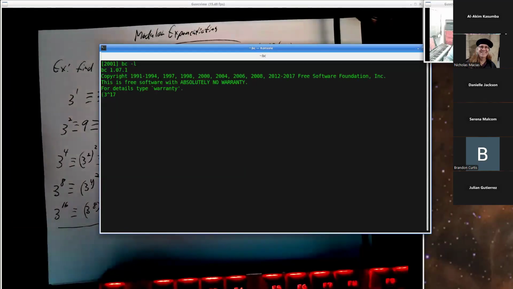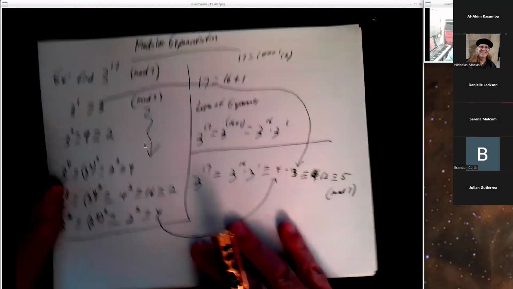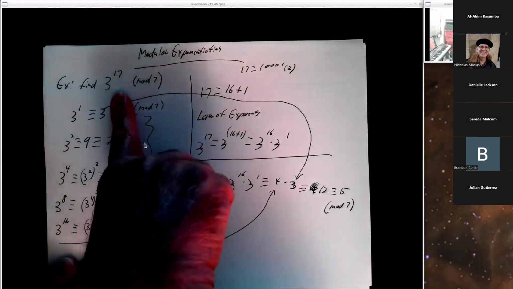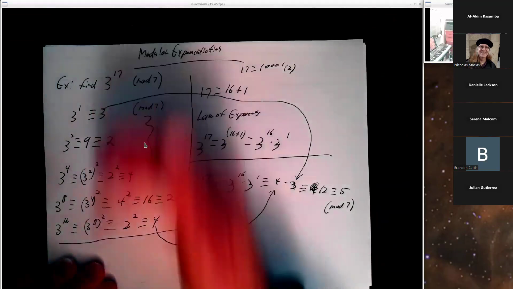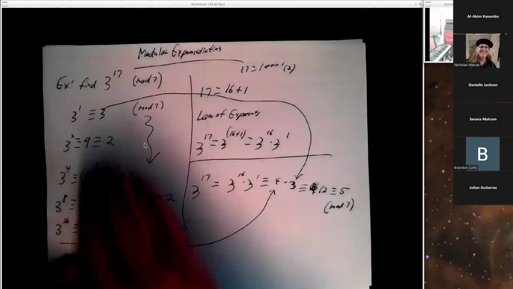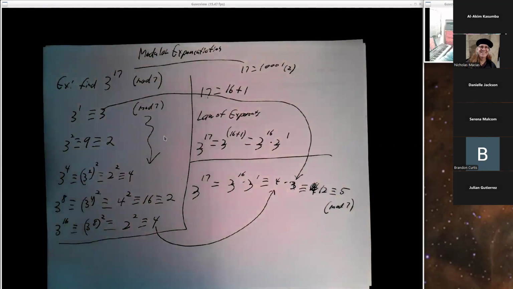So 3 to the 17th minus 5 is this, and if we divide by 7, we get a whole number. So 3 to the 17th is 5 more than this multiple of 7. But if we wanted to find 3 raised to the millionth modulo something, instead of doing a million multiplications, we'd have to do 20, because if we double 20 times, we get up to a million. So this is a huge time saver.